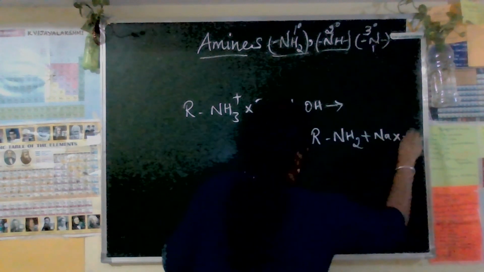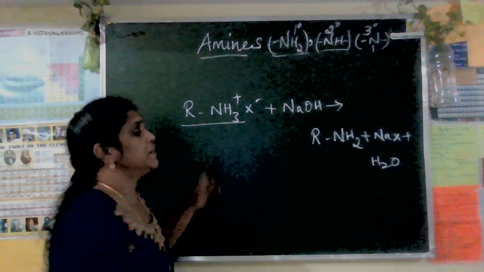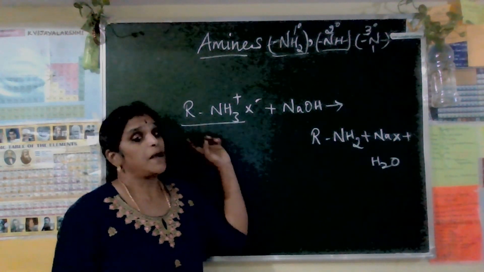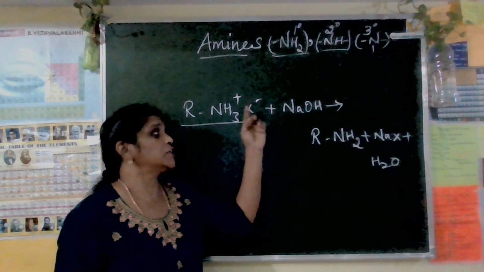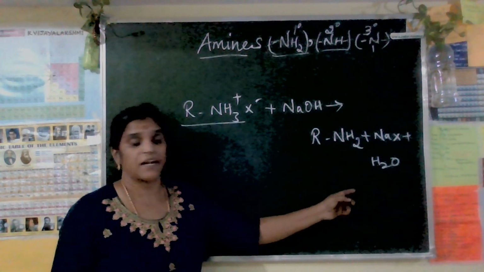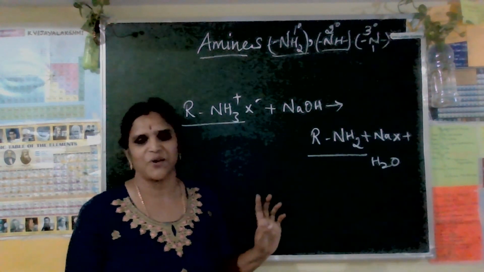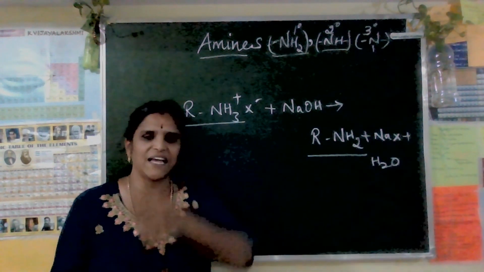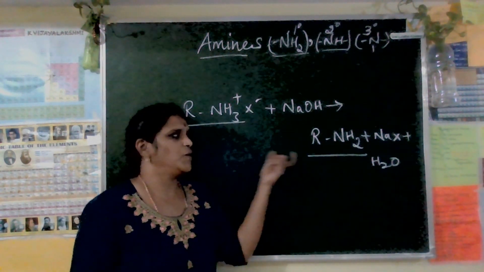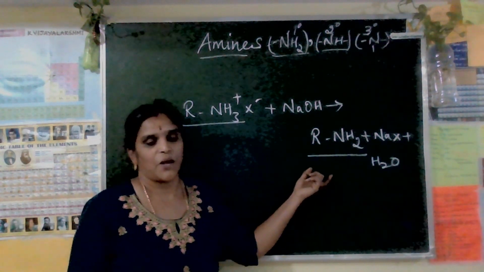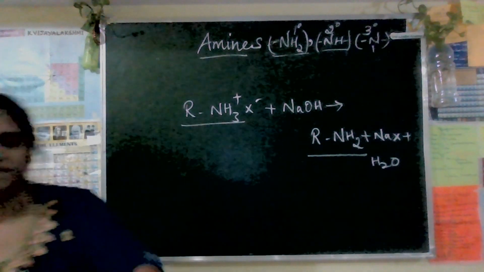NaX and H2O. So this is the product you will get when this quaternary ammonium halide salt combined with strong base, you are getting primary amine. Again you will get that first product only. Hope you're clear with it. The cycle comes to an end at that first starting only. Okay, like that you will get that first product only. Hope you're clear.